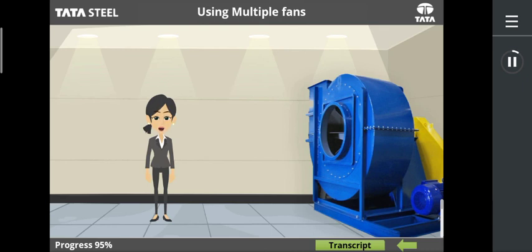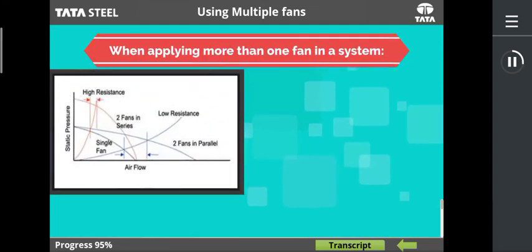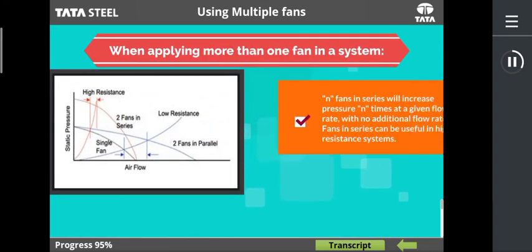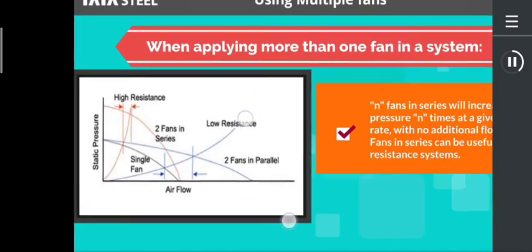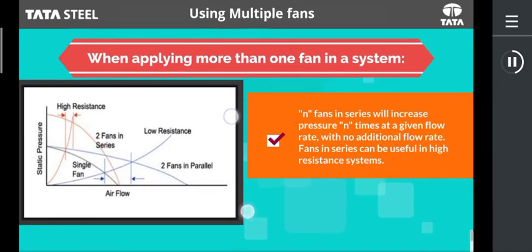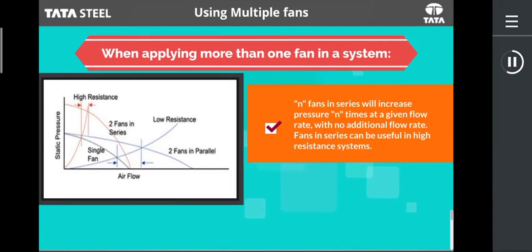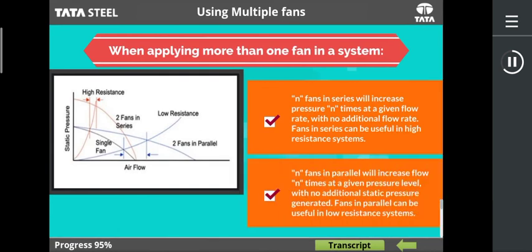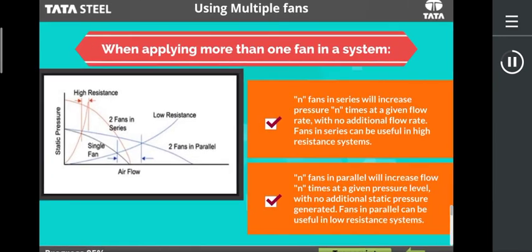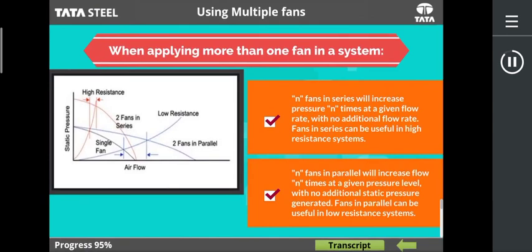After having learned the series and parallel combination, let's sum up what happens when multiple fans are used. When applying more than one fan in a system, N fans in series will increase pressure N times at a given flow rate with no additional flow rate. Fans in series can be useful in high resistance systems. N fans in parallel will increase flow N times at a given pressure level with no additional static pressure generated. Fans in parallel can be useful in low resistance systems.